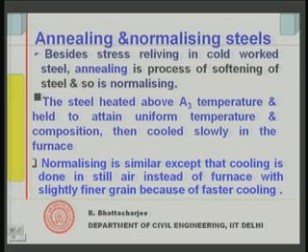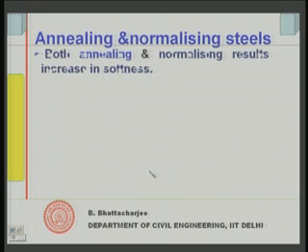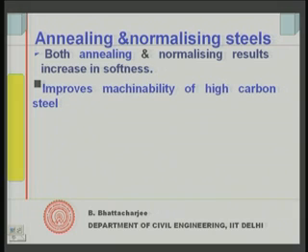So, essentially the steel is heated above A3 temperature and held to attain uniform temperature and composition, then cooled slowly in the furnace. For normalizing, we put it in air and do the same thing. What does it do? Both annealing and normalizing result in increasing softness, because now we have a coarse grained structure. Therefore, it is soft, it is not strong, and how does it help? It helps the machinability of high carbon steel; you can cut or machine it easily.